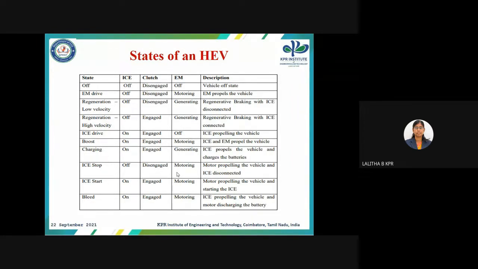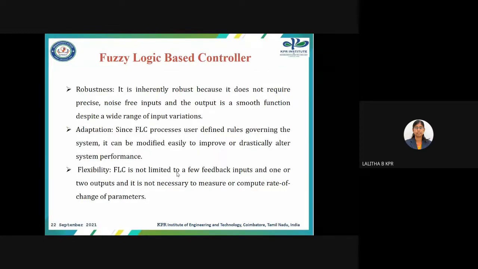Based on the state, the state machine based controller will be operated. So the next type of controller mostly used in the electric vehicle is the fuzzy logic based controller.